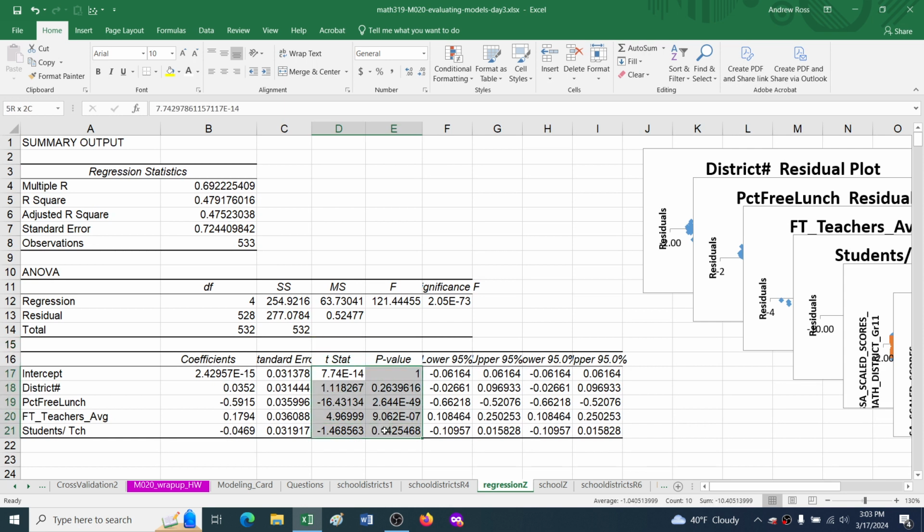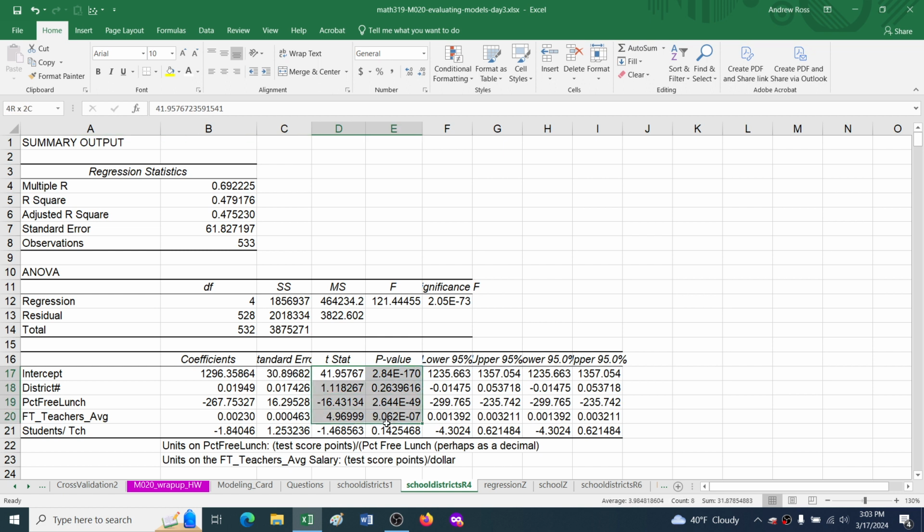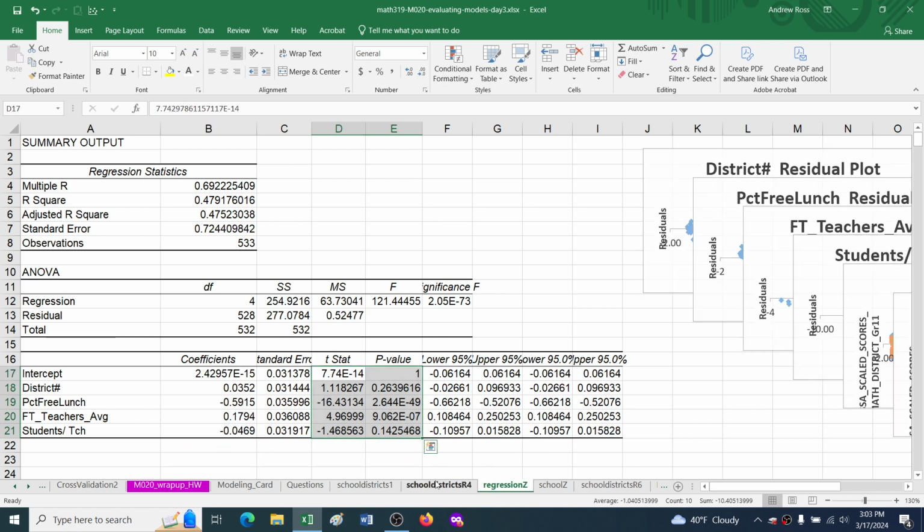If we look at the t-statistics and p-values for the z-value regression, and compare them to the original units, we can see that the t-statistics and p-values for everything but the intercept stay pretty much the same. The intercept for the z-value regression, or the standardized regression, is now basically 0. That's because we made the mean of all the y values 0. So it didn't need to say, well, the average test score is about 1300.